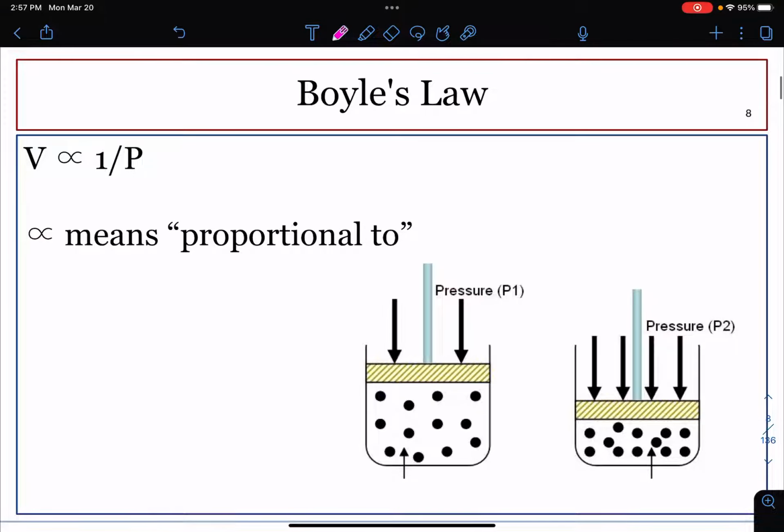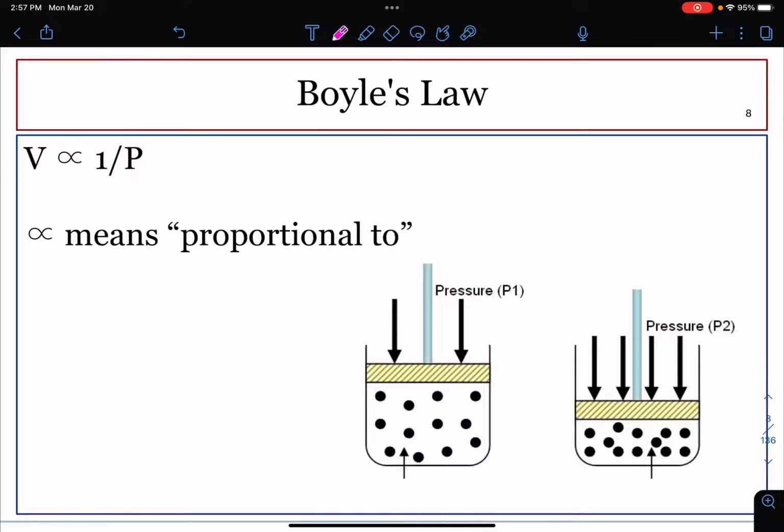So let's take this first picture here. Imagine we have some container at a certain volume and a certain pressure. The temperature is going to remain constant, and if we were to decrease the volume, then the pressure must increase. You can imagine if there's a smaller space for the particles to be moving around, more collisions are going to be happening at a higher rate. So that increases the pressure. Pressure increases when volume is decreased, and pressure decreases when volume is increased.